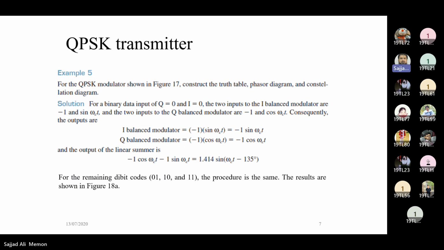Okay, anyone knows how to solve this one? Minus cos omega ct minus sine omega ct: how is this quantity equal to 1.414 sine omega ct minus 135? Anyone?